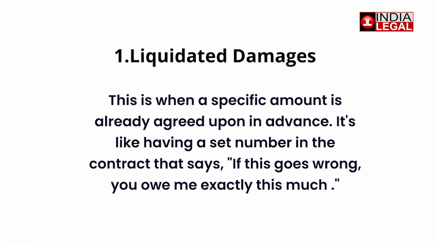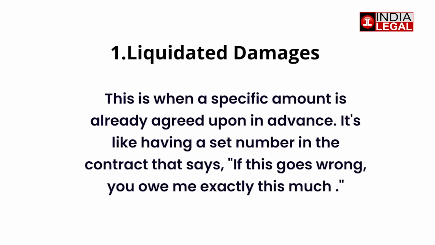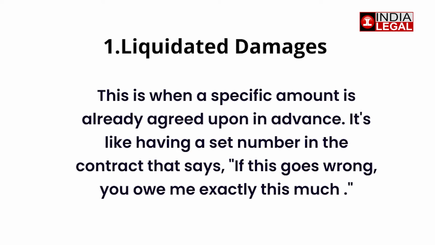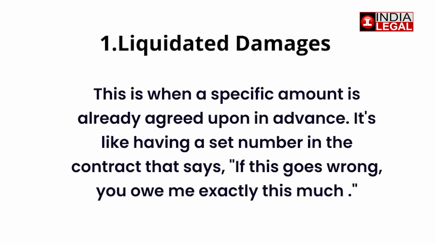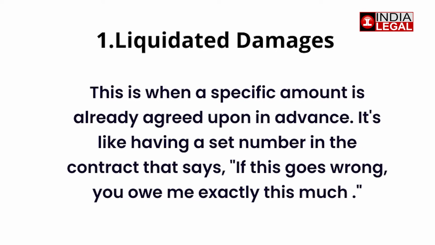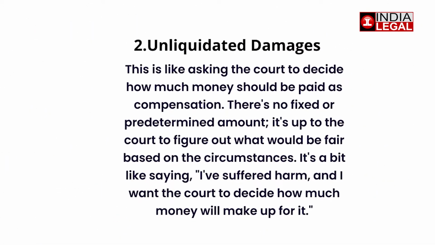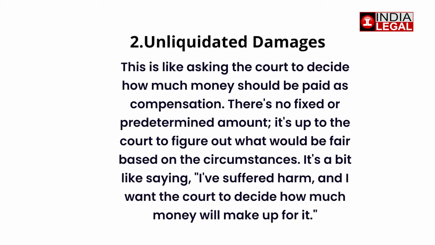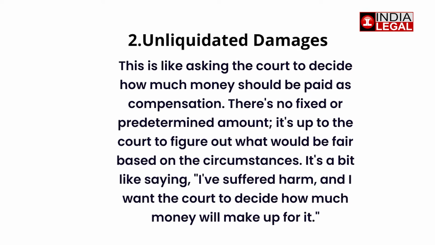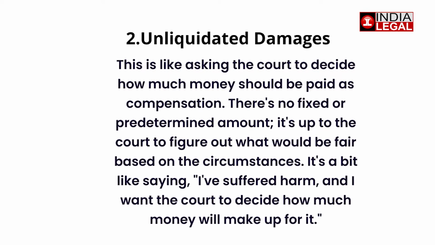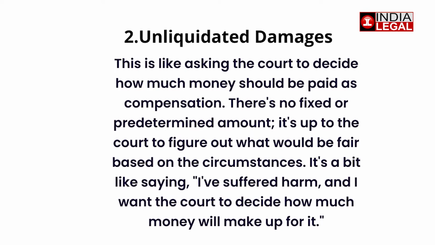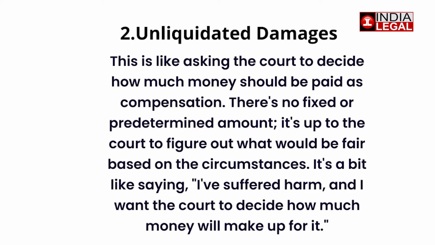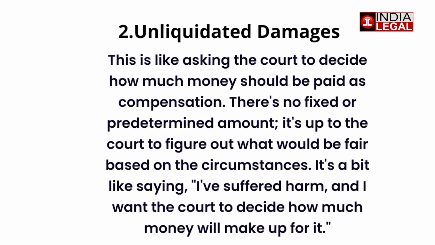The first one, liquidated damages, is when a specific amount is already agreed upon in advance. It's like having a set number in a contract that says, if this goes wrong, you owe me exactly this much. Now, unliquidated damages is like asking the court to decide how much money should be paid as compensation. There's no fixed or predetermined amount. It is up to the court to figure out what would be fair based on the circumstances. It's a bit like saying, I've suffered harm and I want the court to decide how much money would make up for it.